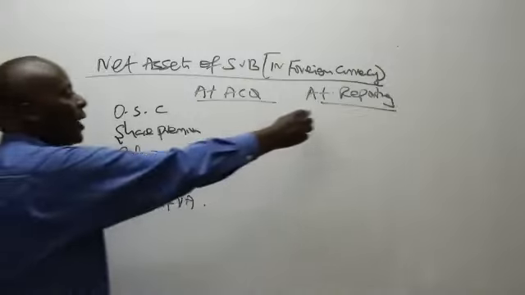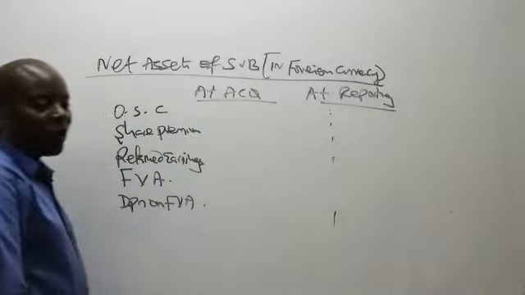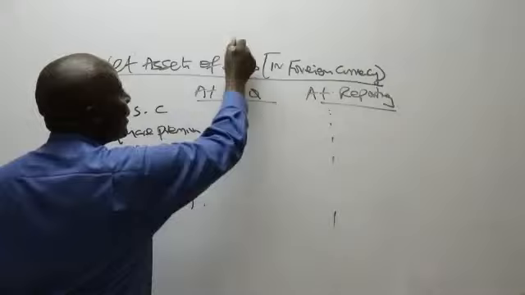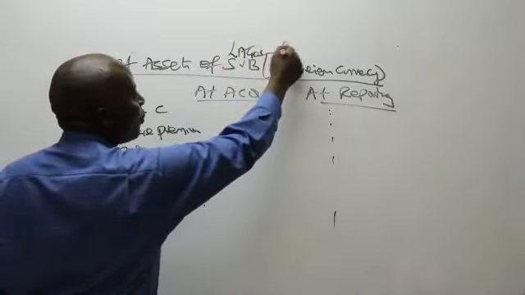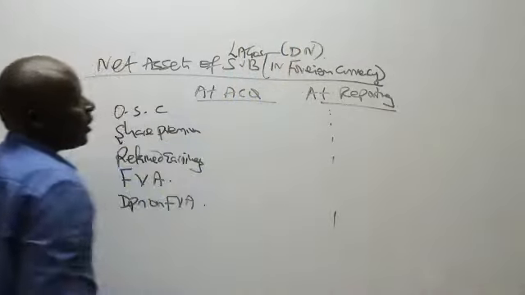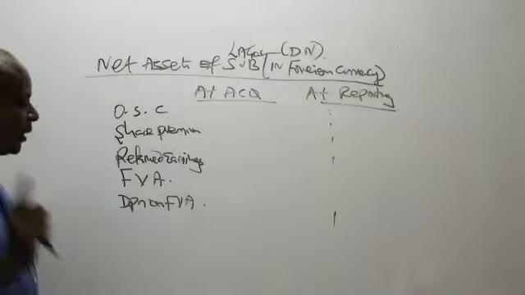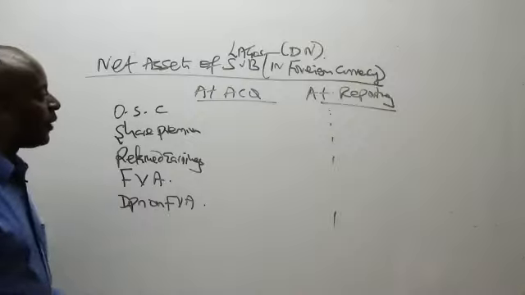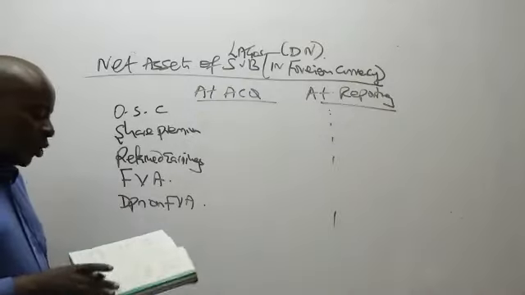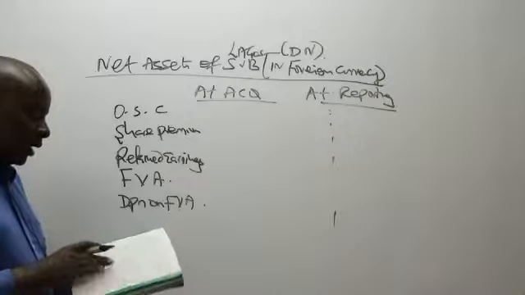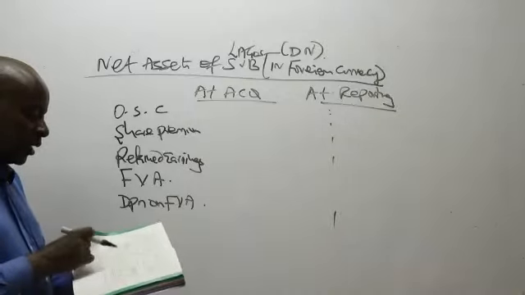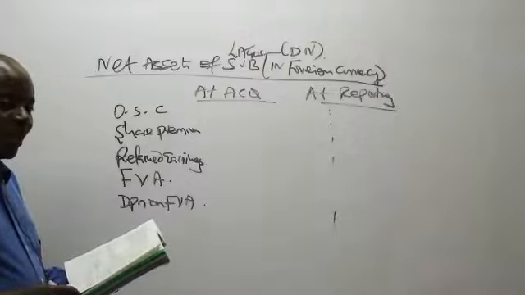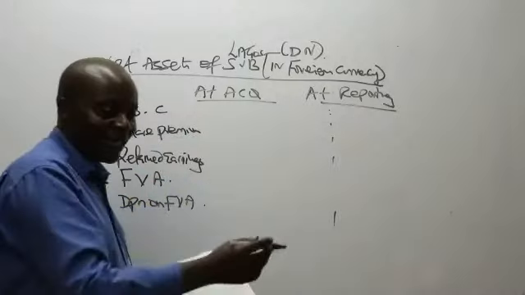Now come and fill in the column. Remember it is the net assets of the subsidiary. Net assets of Lagos in terms of its currency, which is the DN. Let's first fill in at reporting. What do we have there? At reporting is the same as at year end.